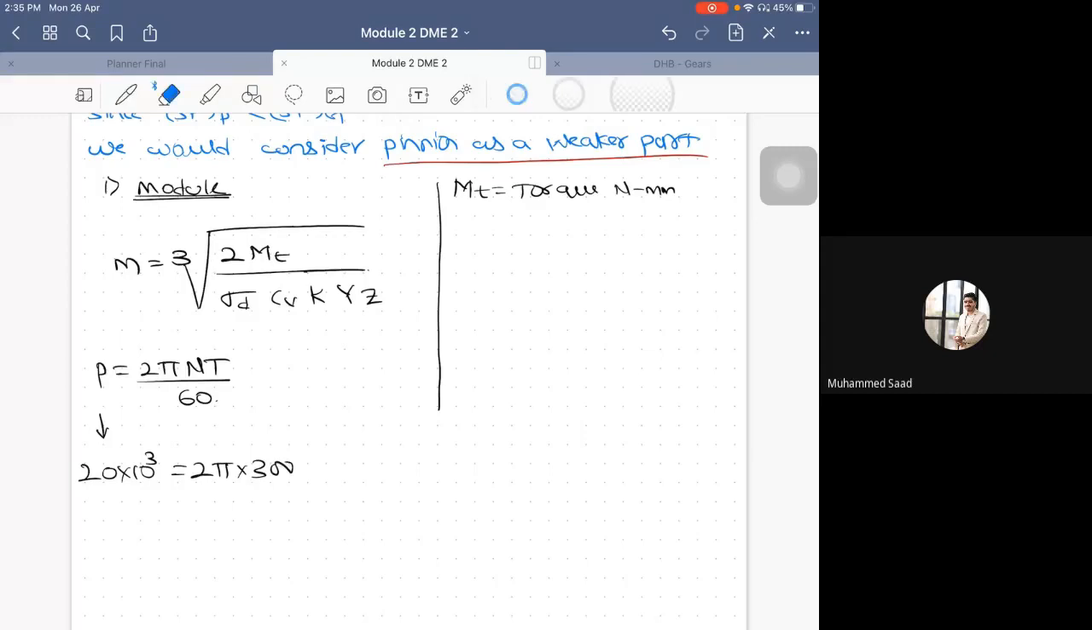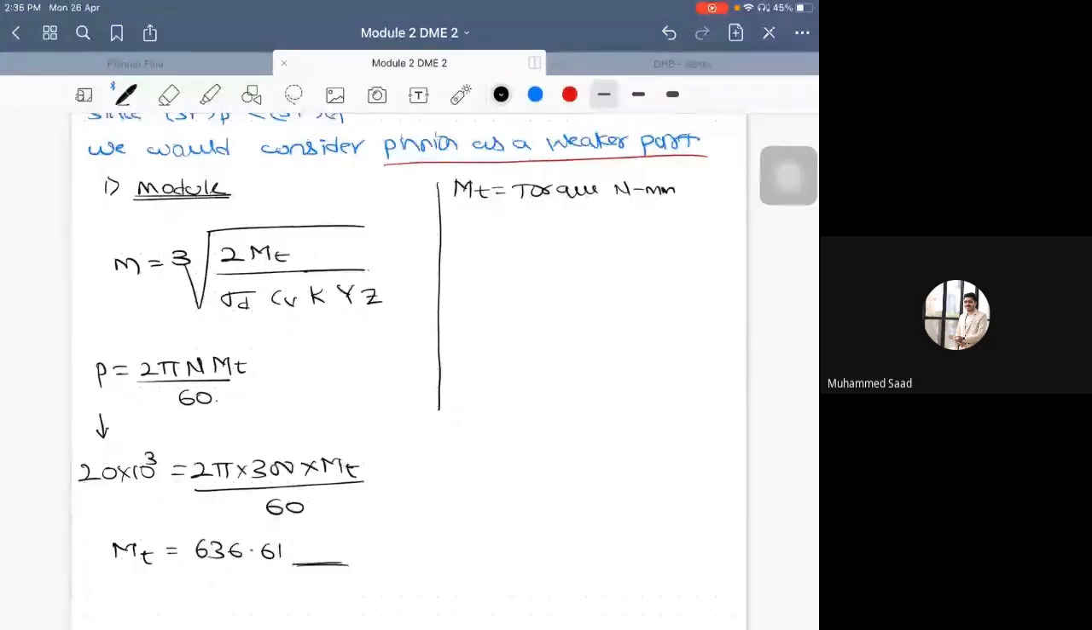So now torque has just changed its notation to MT now, isn't it? So it is MT cross 60. From this, can I have the value of the torque? 636.61. And what is the unit of this? Newton millimeter.